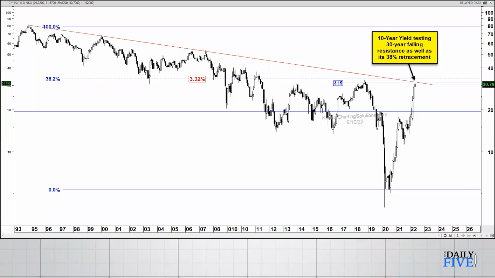We want to then convert that to Fibonacci now. We're going to go back to the 1994 high in 10-year yields. We're going to take the monthly closing high in Fibonacci. We're going to take the monthly closing low in 2020. And the 38% retracement level comes in at 3.32, and so we're just underneath that. And you also see a falling resistance line. So we've got an extreme move.